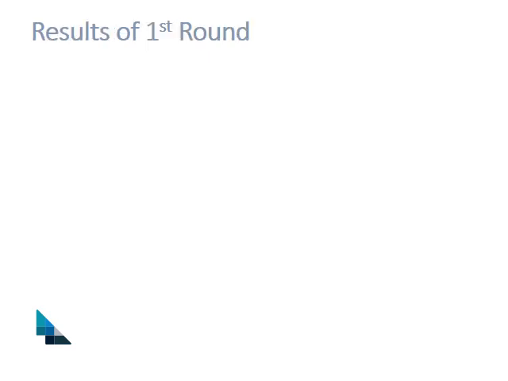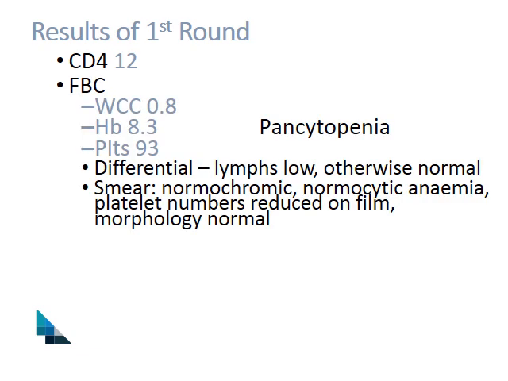So let's look at the results that were obtained at this first bout of investigations. Firstly, from an immunocompromised point of view, yes, CD4 12, not surprising, very immunocompromised, and that immediately opens up your differential diagnosis dramatically, as there's a whole range of organisms that you will only see in a CD4 under 50. The full blood count shows that white cell count, hemoglobin, and platelets are all three low. Normocytic, normochromic anemia, but this patient has got a pancytopenia. And that's already a concern.